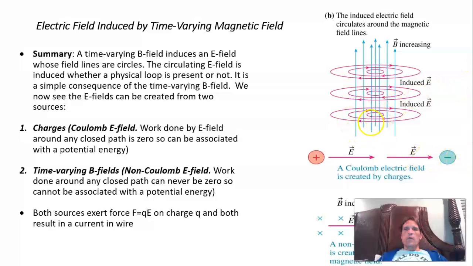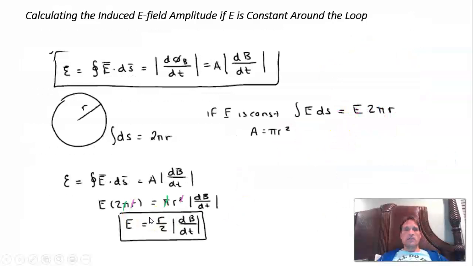And so now we have a second way of creating an electric field. Remember, the first way is that charges create electric fields. Now we found that a changing magnetic field will create electric fields, without charges present. You don't need charges. Both of these fields, although from different sources, will exert forces on charges that are present in the fields, which is equal to Q times E.